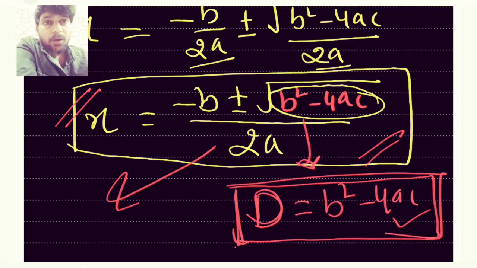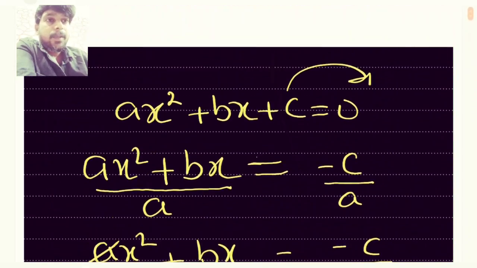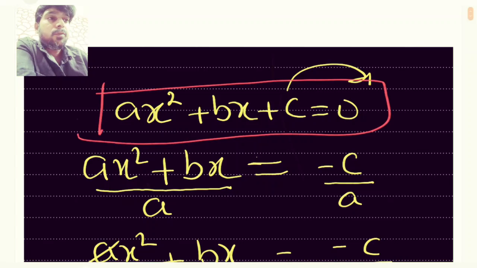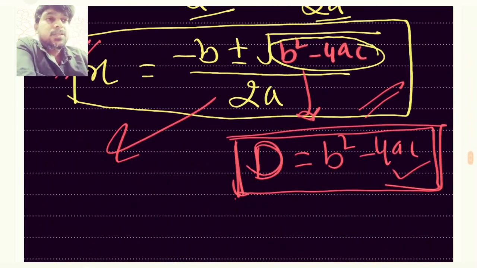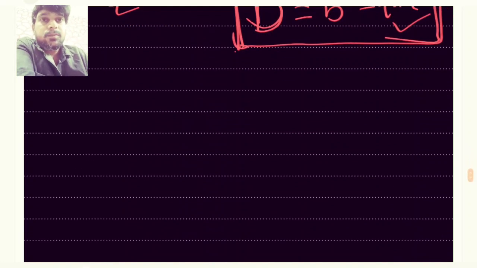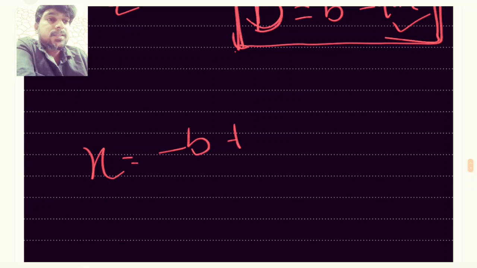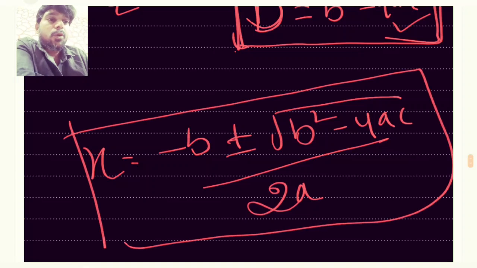So for now we are keeping the video till here, and I hope you all have understood how to derive the quadratic equation formula from the general quadratic equation, that is ax square plus bx plus c. From here you must have understood how to derive the quadratic equation formula, and that is x is equal to minus b plus minus under root of b square minus 4ac upon 2a. Is it clear? I'm going to write it once again. X is equal to minus b plus minus under root b square minus 4ac upon 2a. So this is your quadratic equation formula.